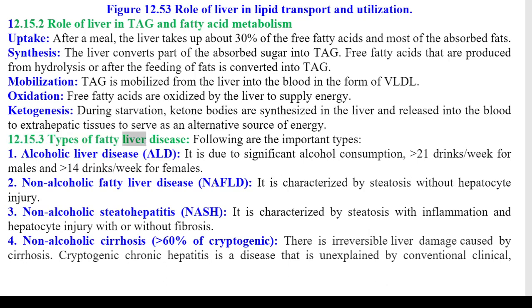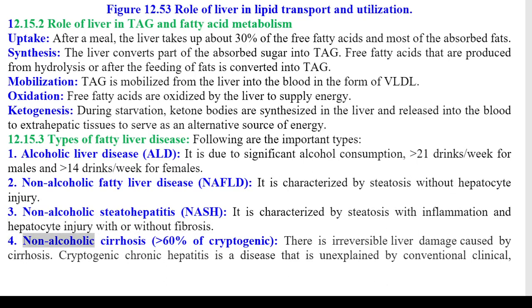12.15.3 Types of fatty liver disease. Following are the important types. 1. Alcoholic liver disease, ALD. It is due to significant alcohol consumption, greater than 21 drinks per week for males and greater than 14 drinks per week for females. 2. Non-alcoholic fatty liver disease, NAFLD. It is characterized by steatosis without hepatocyte injury. 3. Non-alcoholic steatohepatitis, NASH. It is characterized by steatosis with inflammation and hepatocyte injury with or without fibrosis.